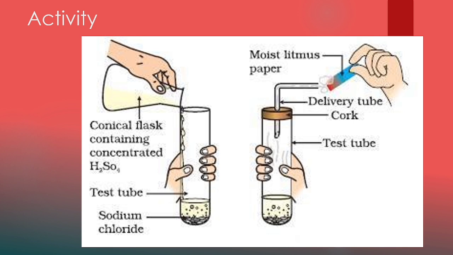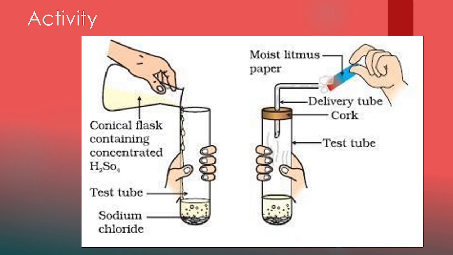Now what can we do? We have to hold a moist or wet blue litmus paper in the same position, that is where the hydrogen chloride gas is coming out. At this time, we can see the moist blue litmus paper is turning into red color. What does this indicate? This shows that hydrogen chloride gas shows acidic behavior in the presence of water.